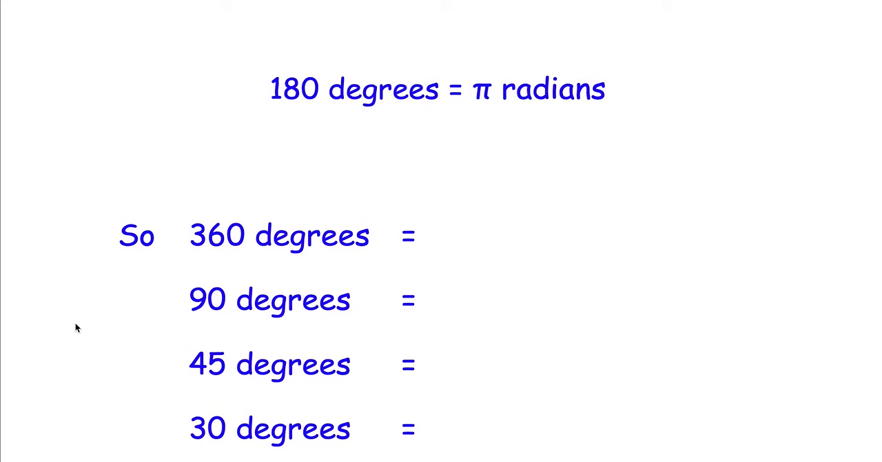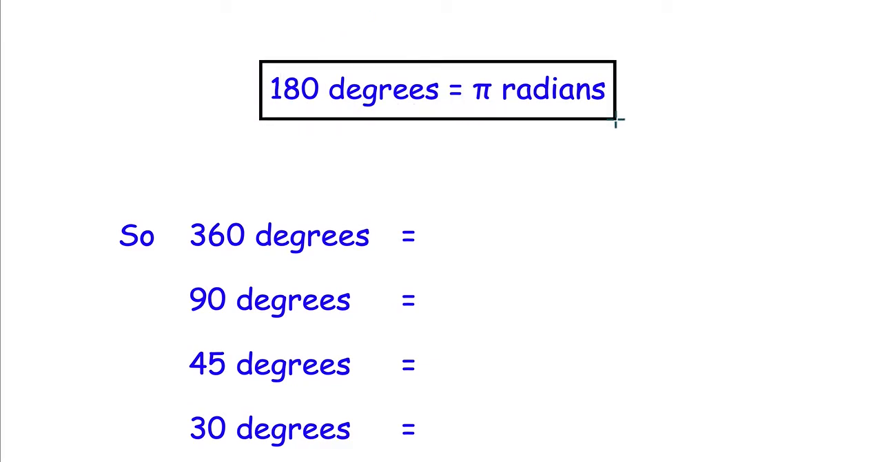So this is the conversion. Like I said, it's just a different unit of measurement. So miles to kilometers has a conversion. Degrees to radians has a conversion too, and 180 degrees is exactly the same as pi radians. Okay, that's really important. Please remember that in all of your work. 180 degrees is equal to pi radians.